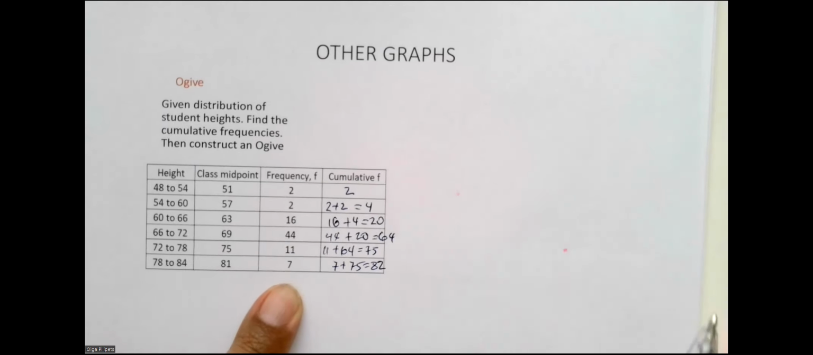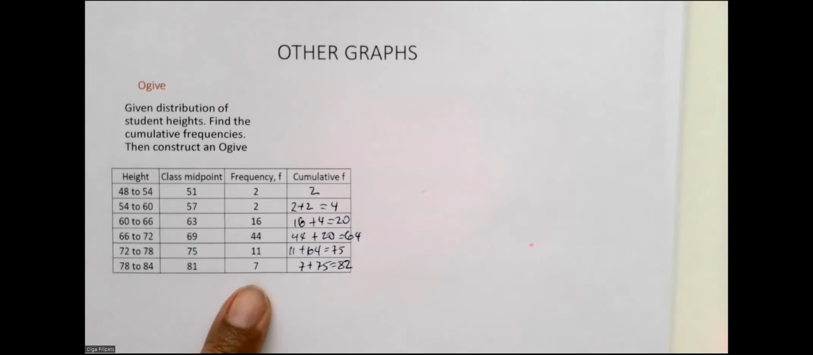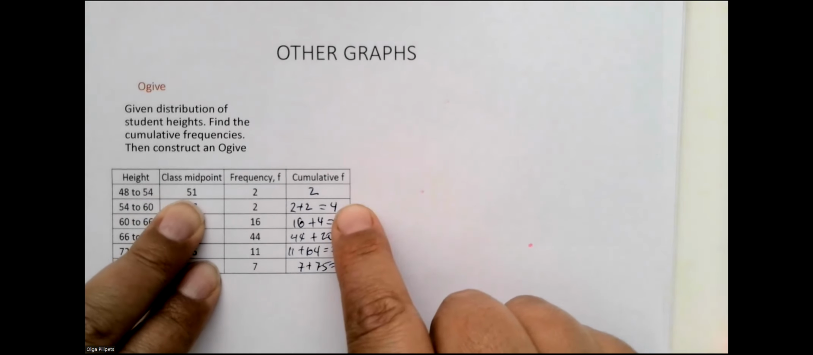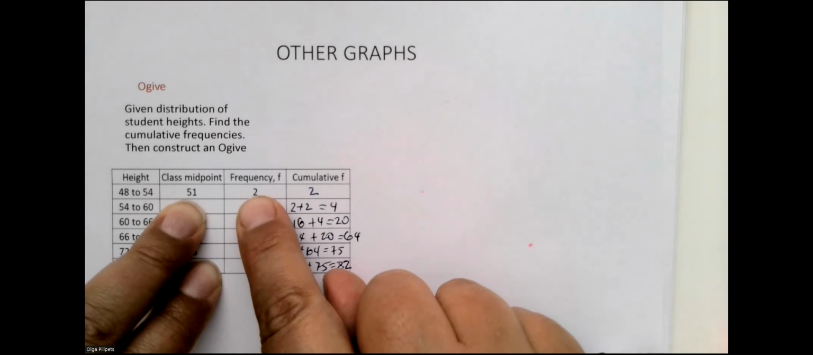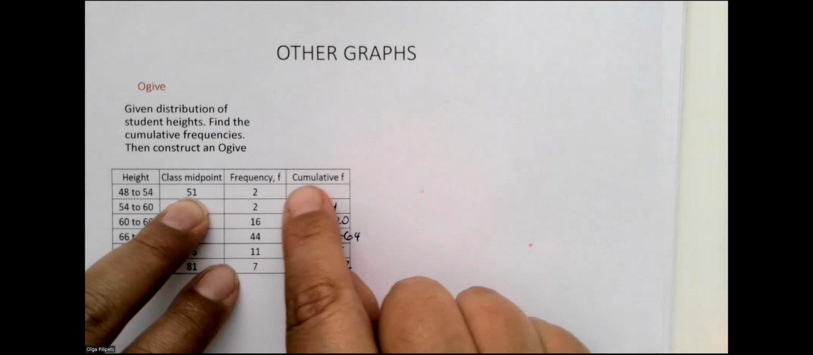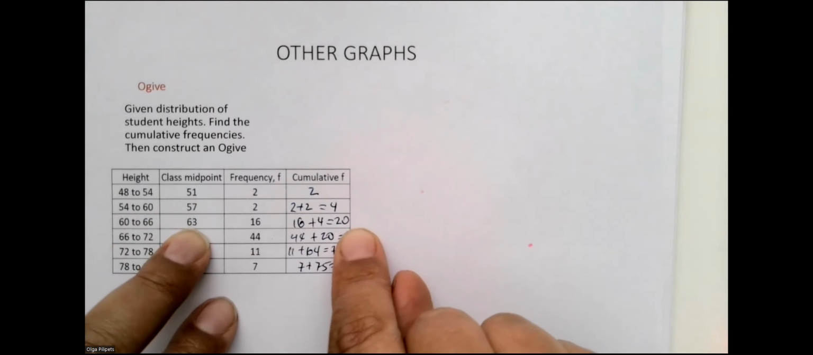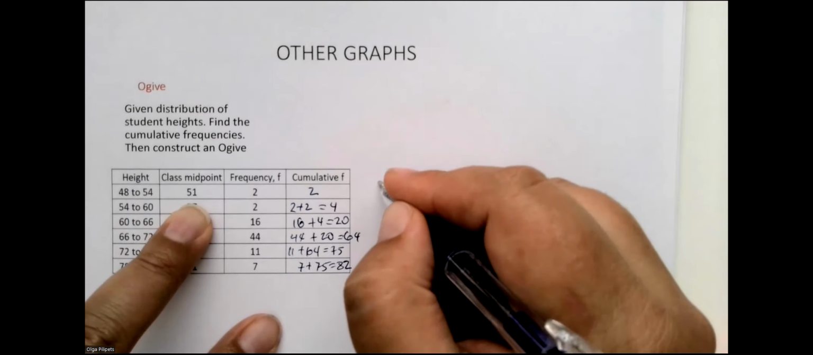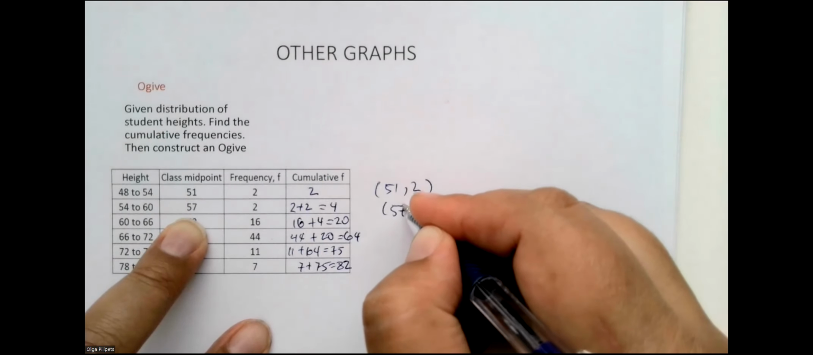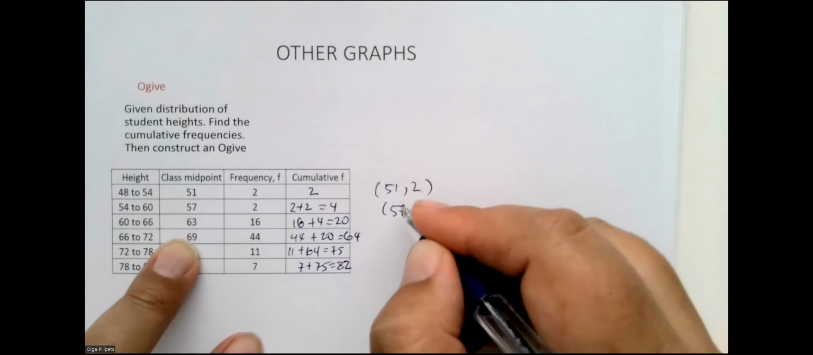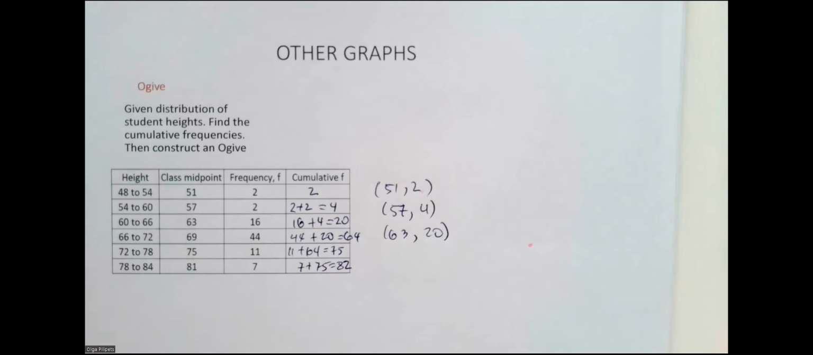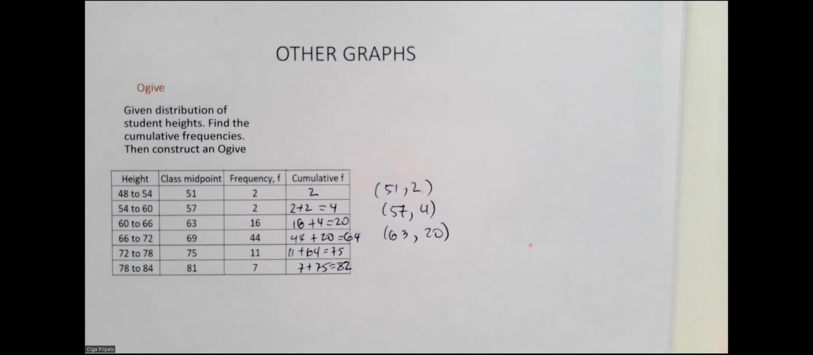Okay, so now remember, with the frequency polygon, we graphed the class midpoint for the X value and the frequency for the Y value. For the ogive, you do the same thing, but instead of frequency, your Y value is going to be cumulative frequency. So we're graphing points 51, 2, 57, 4, 63, 20, and so forth, and connecting them.